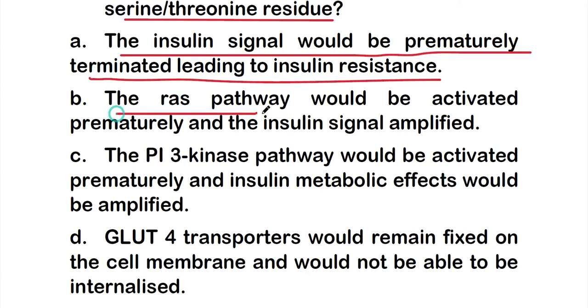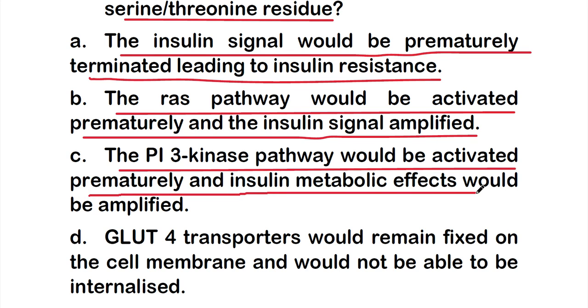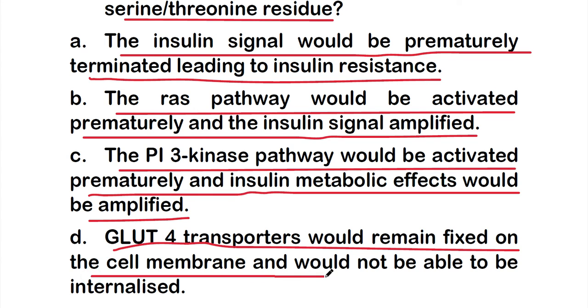Option B, the RAS pathway would be activated prematurely and the insulin signal amplified. Option C, the PI3 kinase pathway would be activated prematurely and insulin metabolic effects would be amplified. Or option D, GLUT4 transporters would remain fixed on the cell membrane and would not be able to be internalized. So which one is the correct one?